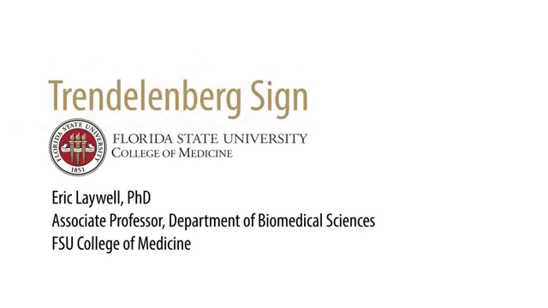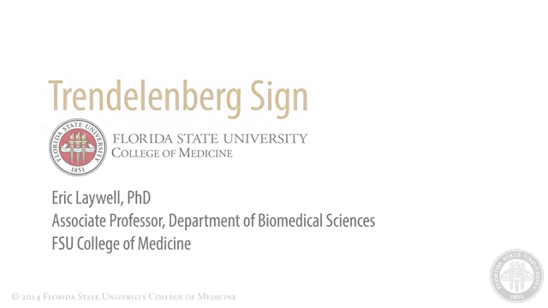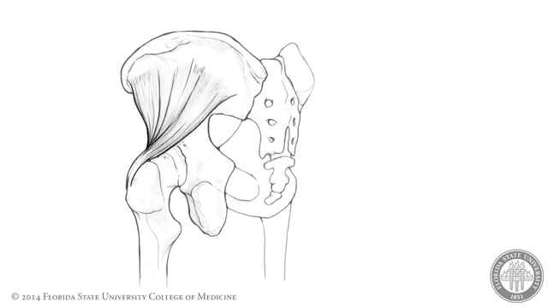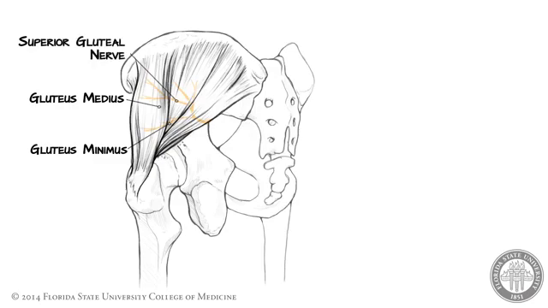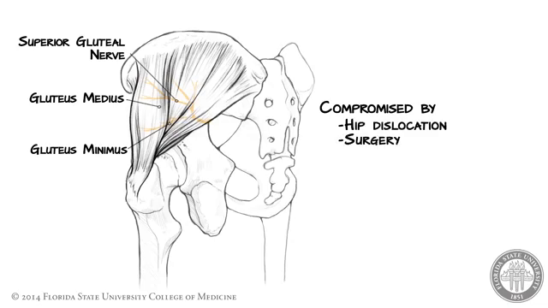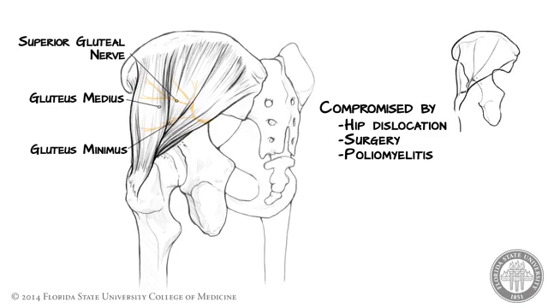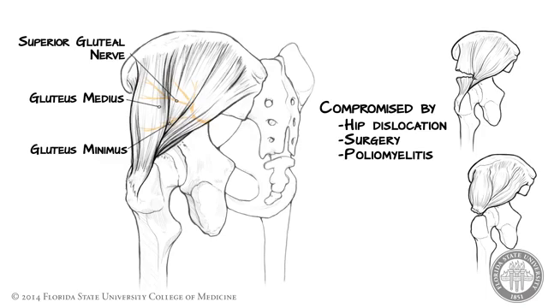The Trendelenburg sign results from unilateral, disrupted function of the primary abductor muscles of the hip, gluteus minimus and gluteus medius. Both muscles are innervated by the superior gluteal nerve, and their function can be compromised by damage to the nerve resulting from hip dislocation, hip surgery, or disease such as poliomyelitis. Direct damage to the muscle bellies or avulsion of their distal attachment from the femur can lead to weakness or loss of hip abduction.